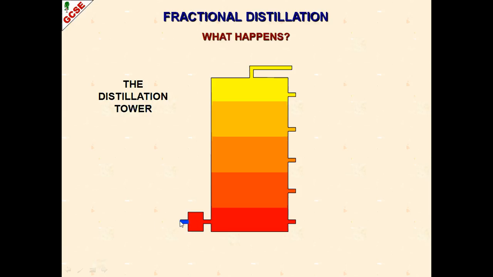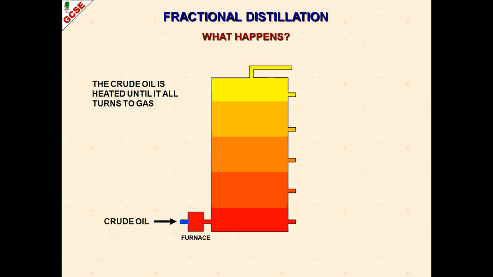All the petroleum is allowed to pass over this furnace, and all the petroleum is converted into gaseous state, and they start rising up. And here we have maintained different temperatures. At different temperatures, different hydrocarbons, different fractions will condense and come out. So crude oil enters the furnace, then enters the tower and starts rising up, because they have different boiling points, and all the vapors are lighter, so they rise up. So this is the way they pass.